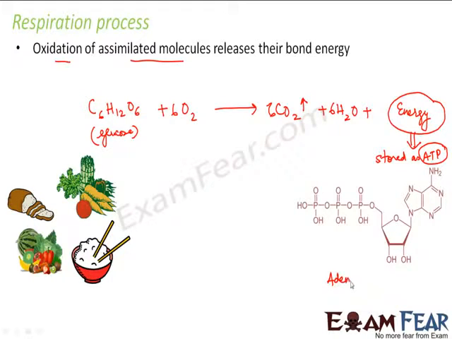It is adenosine triphosphate. So this is the adenosine group, and this is triphosphate. You see there are 3 phosphate groups, 1, 2 and 3. Right? So this is adenosine triphosphate. Now you must be wondering, what is this adenosine triphosphate or ATP? Now the energy which is released, there has to be some way to keep that energy in store.